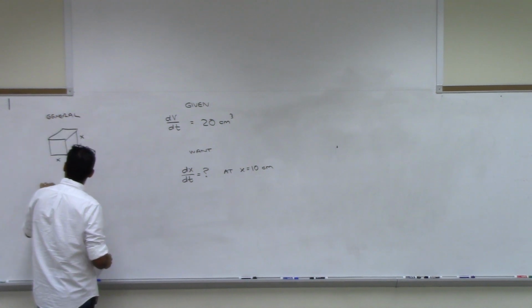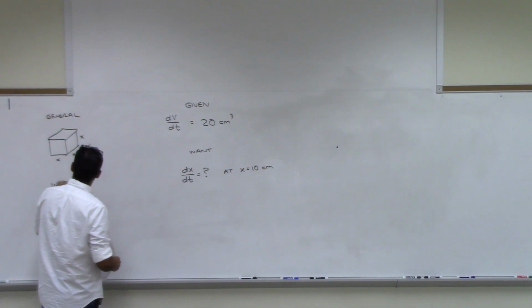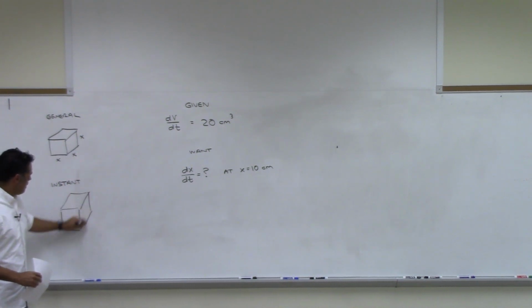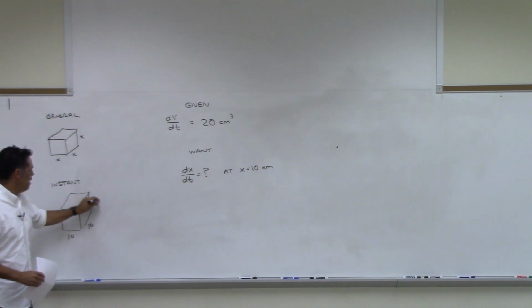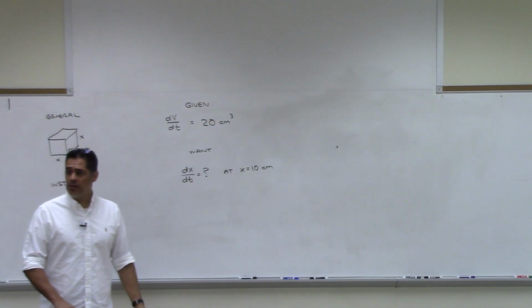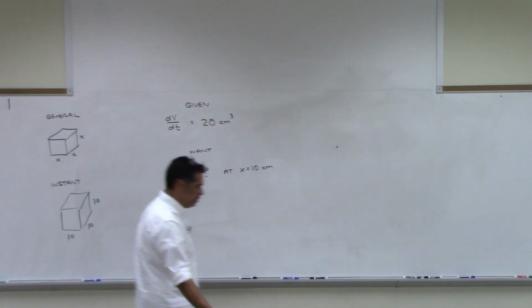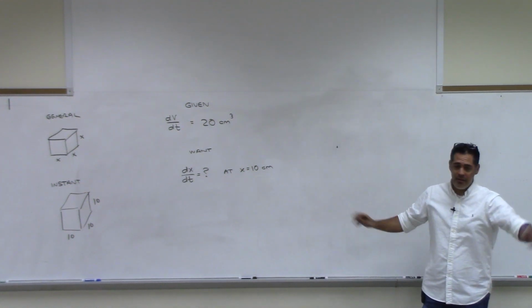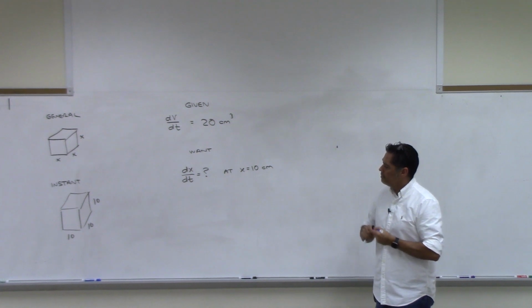If you want to talk about the instant in time that we're talking about, the instant in time picture looks like this. 10, 10, 10, right? That's what it looks like at the exact moment in time we're talking about. So if I have what I'm given and what I want and I have my pictures, what's the next thing I need? An equation, right? You need an equation that connects what together? I'm looking for any equation that exists in the universe, right? Any equation I can think of that connects what two variables together?